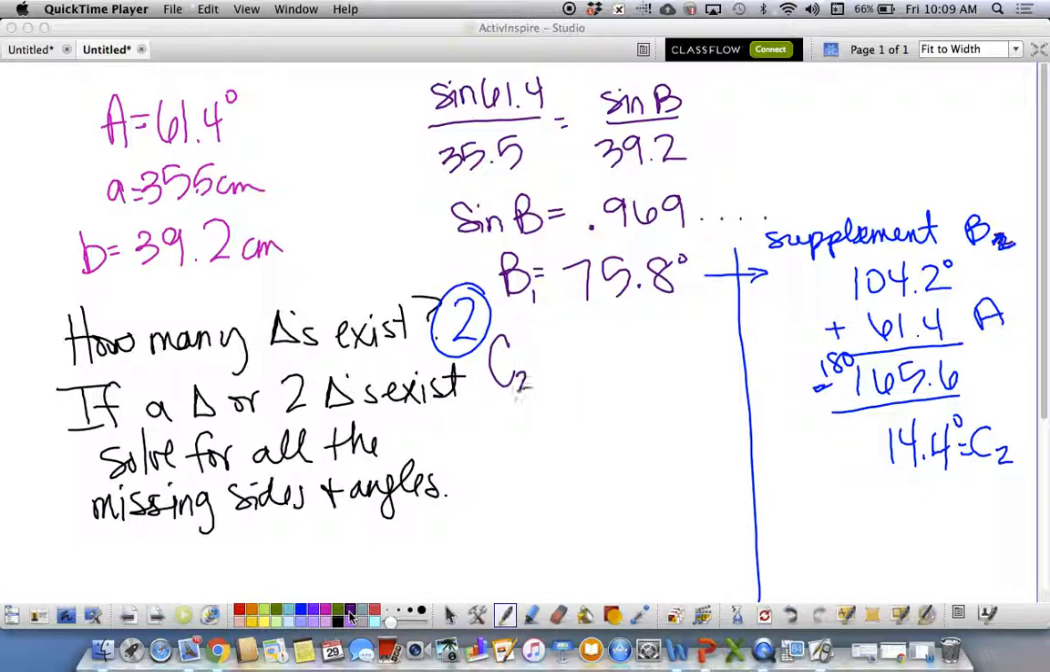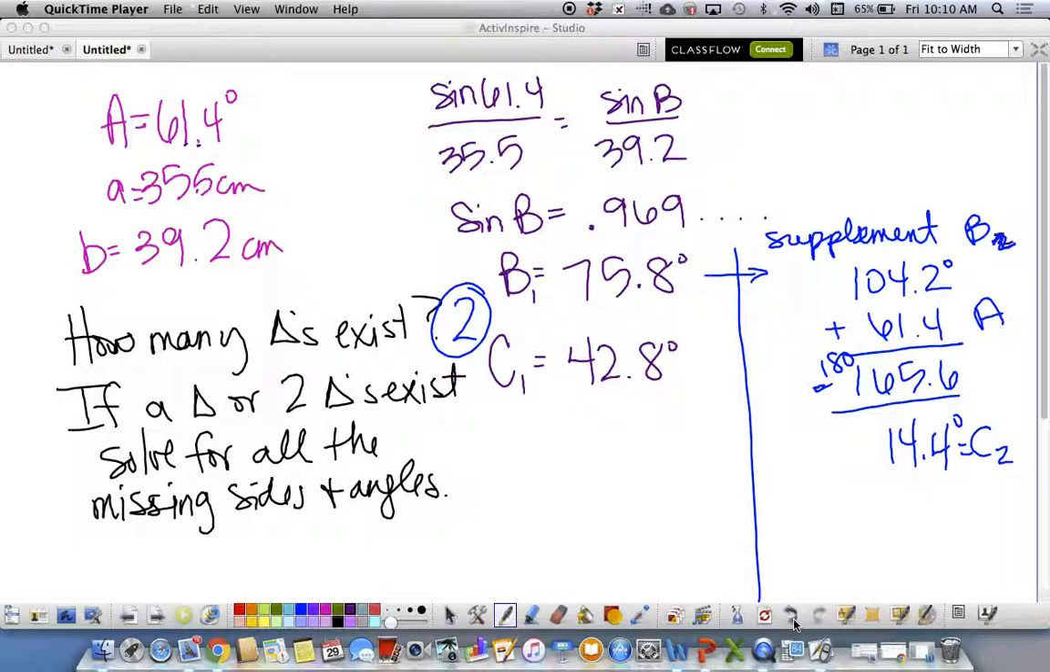Big C, angle C1. So I've got A that's not changing, plus B1. We'll subtract those from 180. 42.8. So we found the angles.